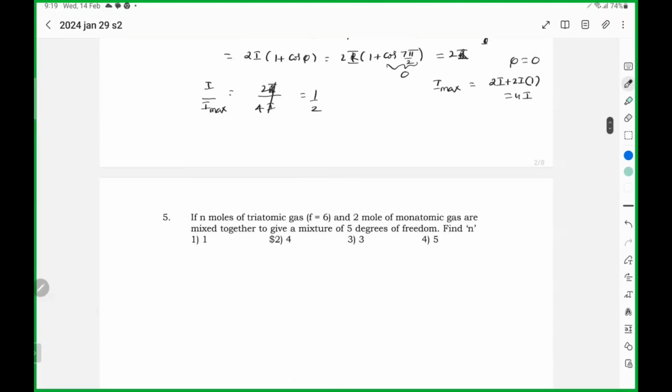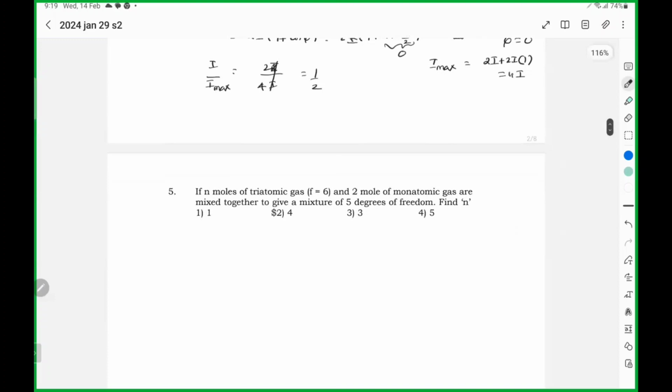Here, if n moles of triatomic gas and 2 moles of monatomic gas are mixed to give a mixture of 5 degrees of freedom. Fine. This is also a standard model.